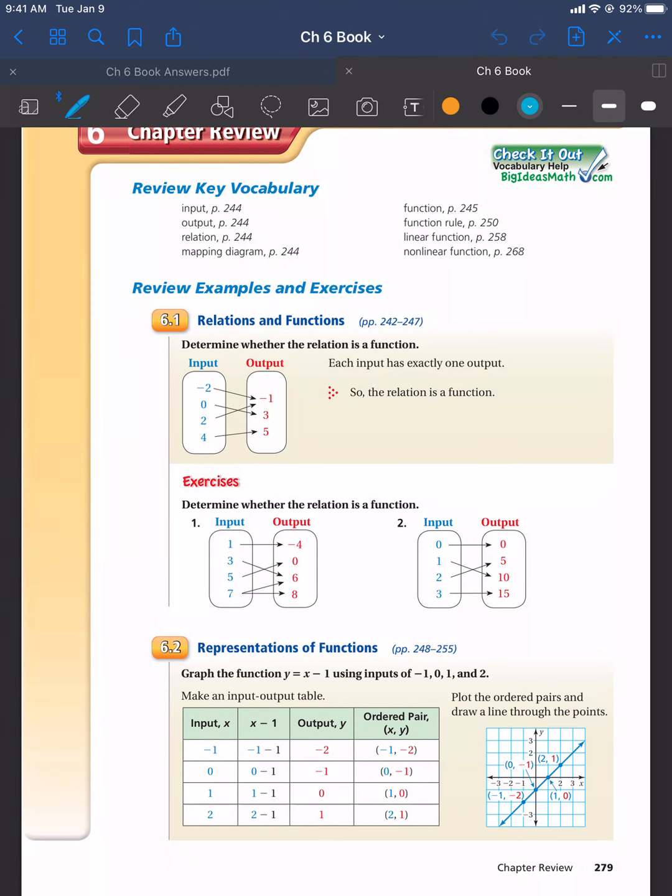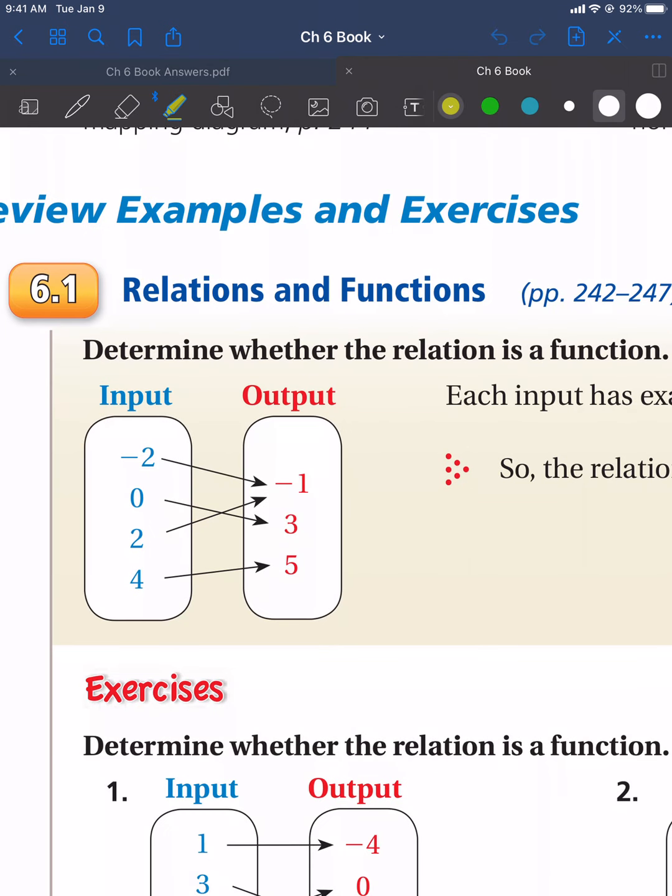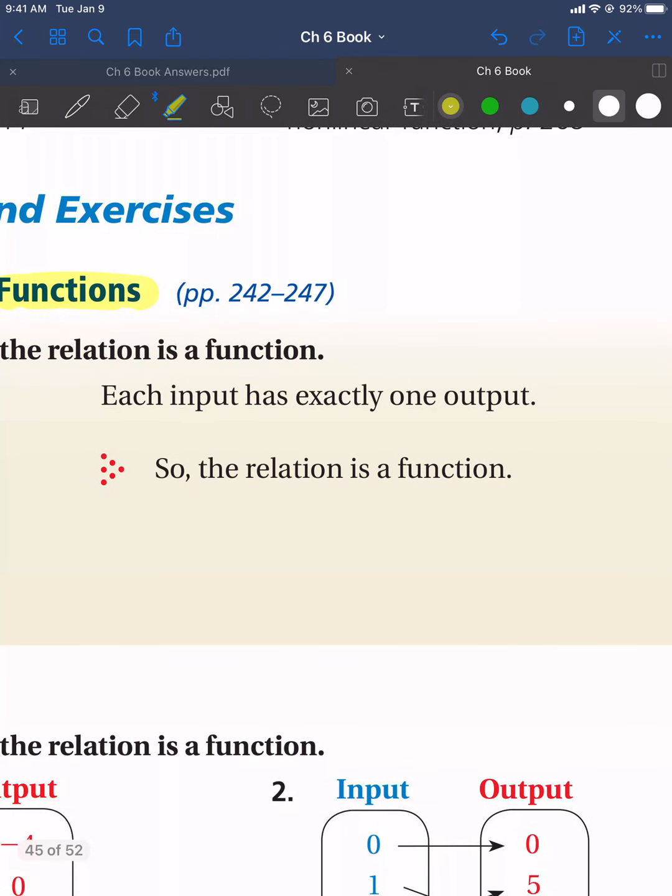All right, so section 1, we talked about relations versus functions. We said that it's a relation if there's an input for an output. So basically, anything is going to be a relation. But now only certain things will be functions. It will be a function if every input has exactly one output.